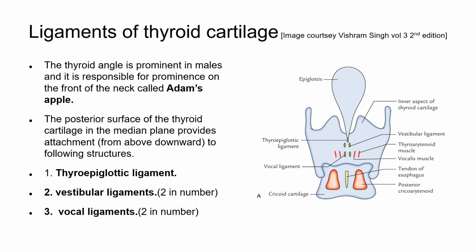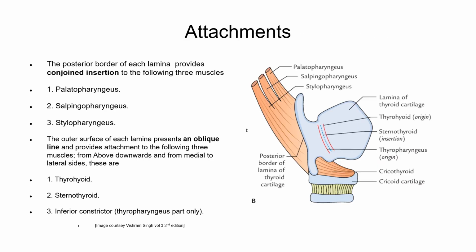Now, in this picture we see the posterior surface of the thyroid, and on the posterior surface of the thyroid, in the midline, you can see that it is giving attachment to three ligaments. Starting from above downwards, there is the thyroepiglottic ligament, vestibular ligament, and a pair of vocal ligaments. So vestibular and vocal are two in number, but the thyroepiglottic ligament, which is present in the midline, is only one.